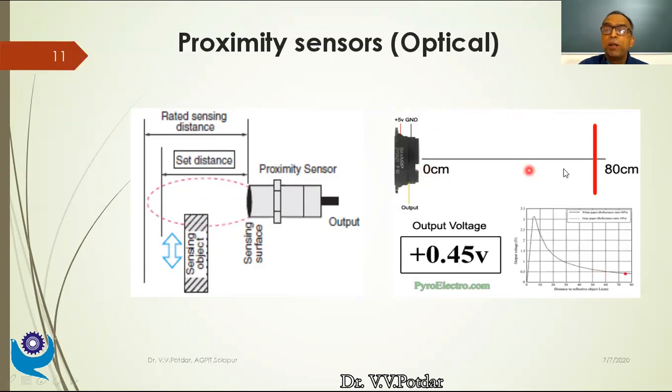Otherwise, corresponding to different distances, as you can see in this figure, in this animation, this is my photo emitter, and the reflected light will be collected by the photo detector as well. So both emitter and detector are there in this proximity sensing device. Depending on different distances, different voltages are generated by the photodiodes inside this optical proximity sensor. So this is how these optical proximity sensors work.